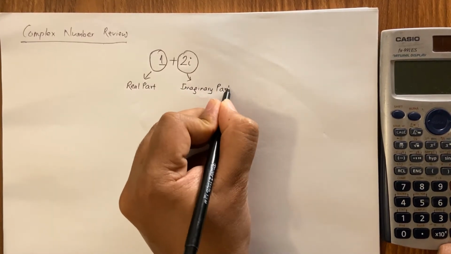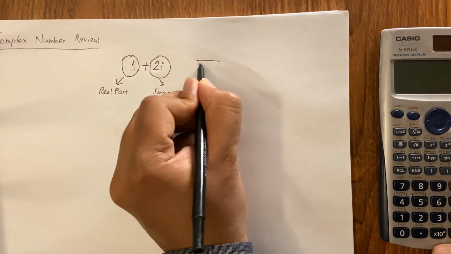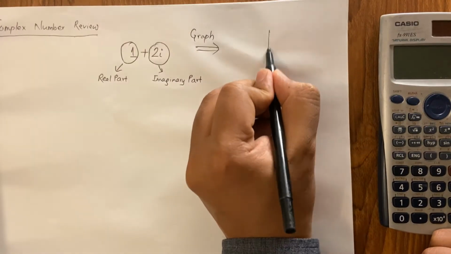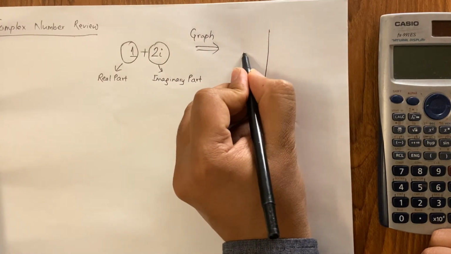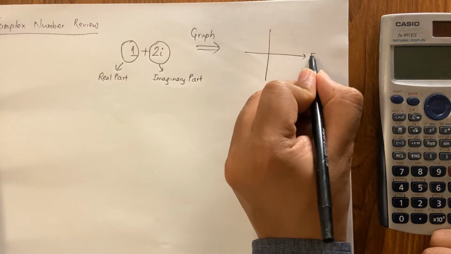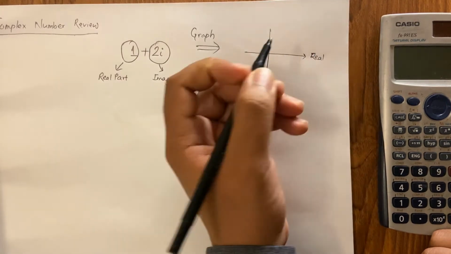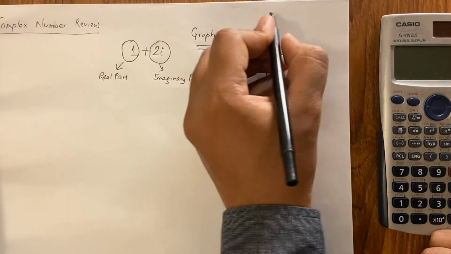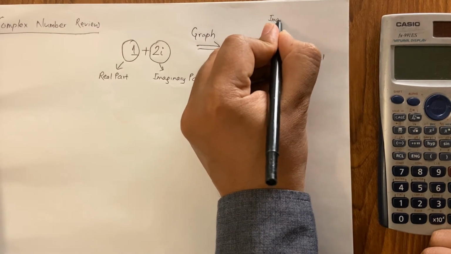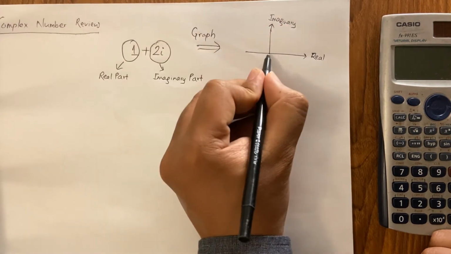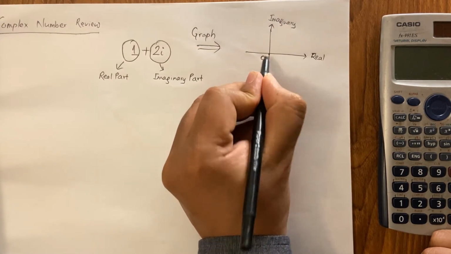Now you might be thinking, how do we graph this? So for a graph, it looks completely similar to a real graph, except the fact that a complex graph has real numbers on the x-axis and imaginary numbers on your y-axis. As always, the origin is always here.